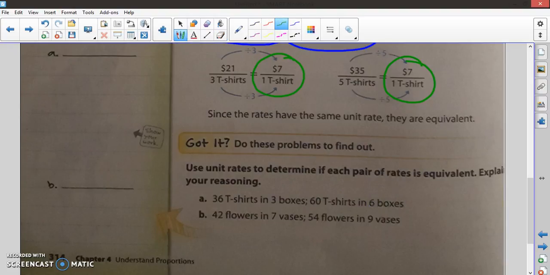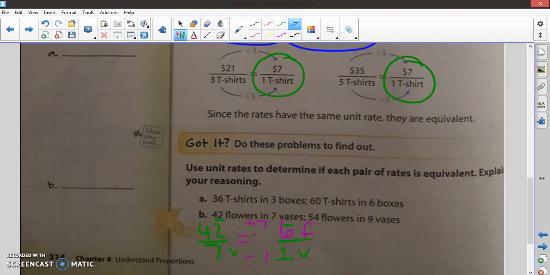Okay, B says 42 flowers in 7 vases. So 42 flowers in 7 vases. So let's find for 1 vase. Well, we're going to simplify by 7. So 42 divided by 7 is 6 flowers.